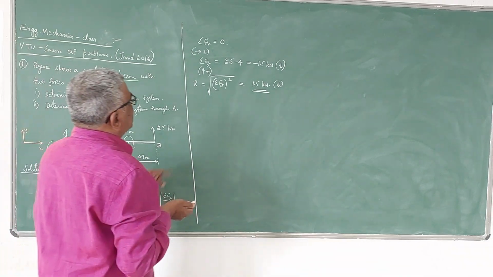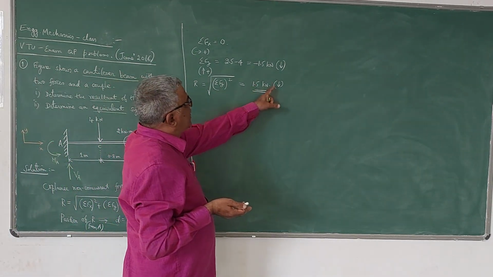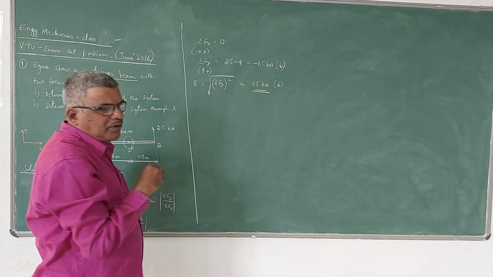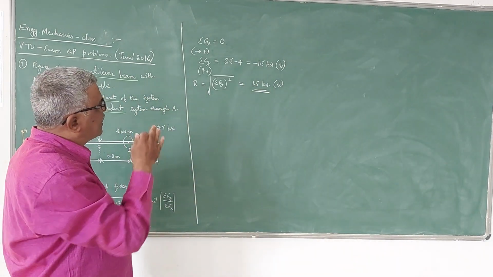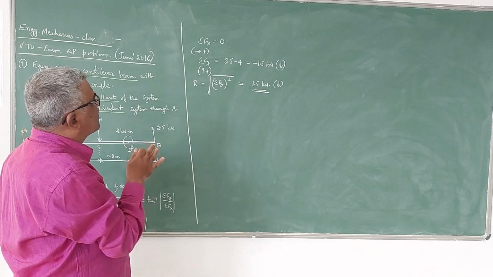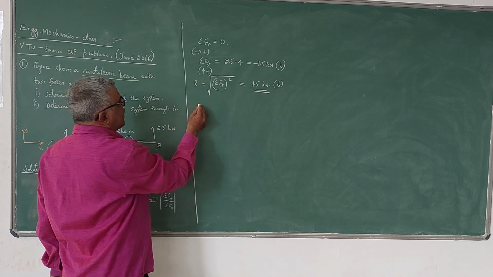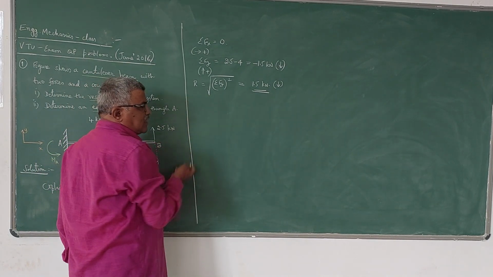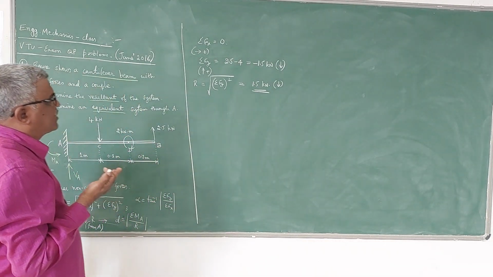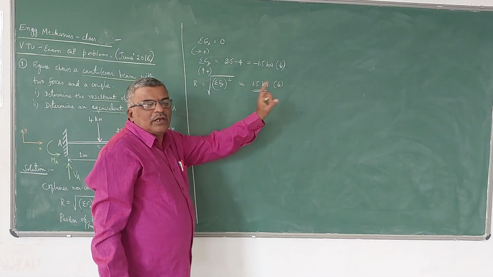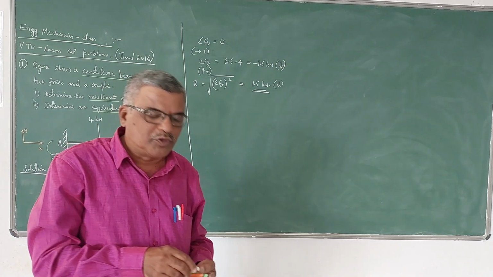So this negative sign indicates that it is acting downward. So this is the magnitude of R. Magnitude is always positive, therefore I neglect the negative sign. So 1.5 kilonewton is the magnitude of R. Now the direction of R is not required because we know that it is acting vertically downwards. Now the only thing is we have to find out the position of R.